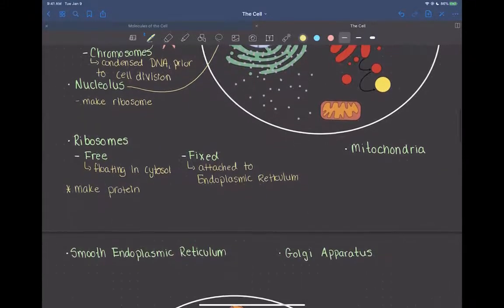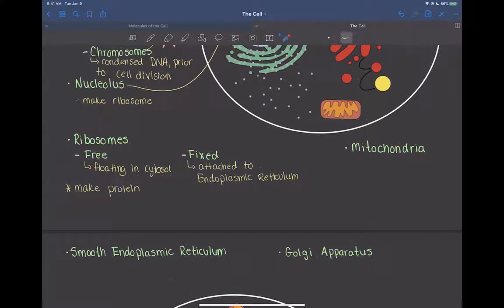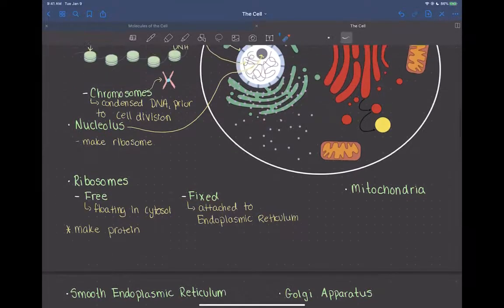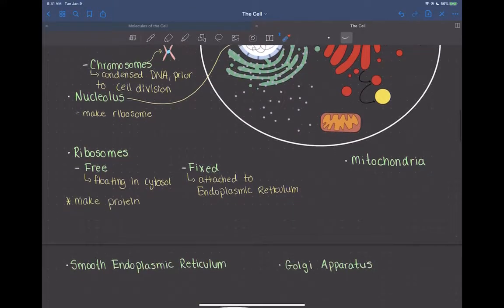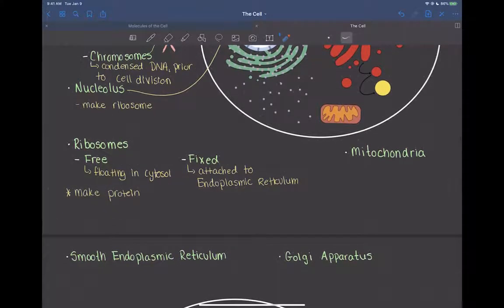So the protein is what's different between these two types of ribosomes. Free ribosomes make free proteins that float in the cytosol. Fixed ribosomes make proteins that are going to be packaged up and sent either somewhere in the cell or outside of the cell. But the job of a ribosome is to make proteins.